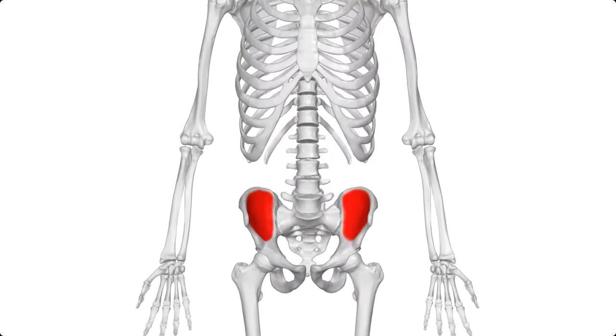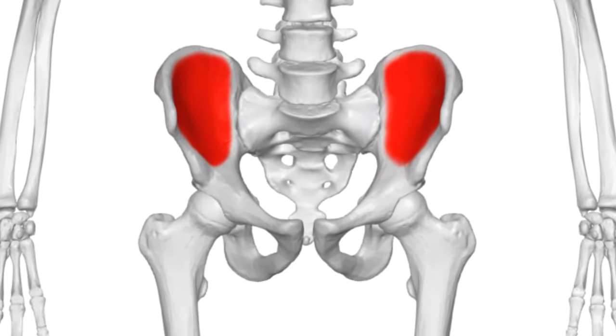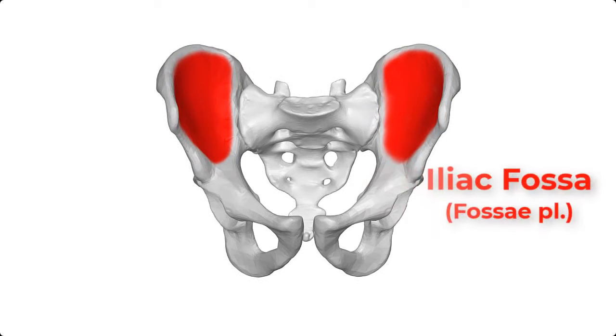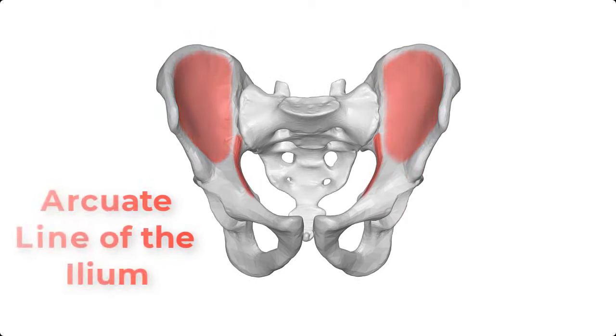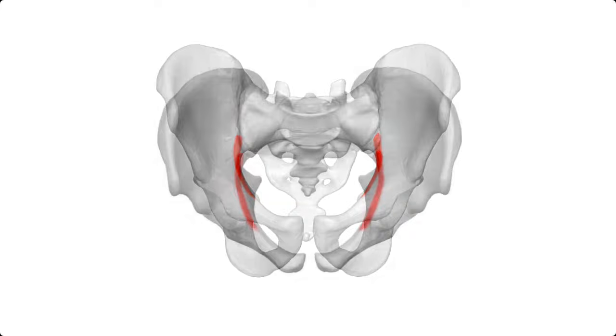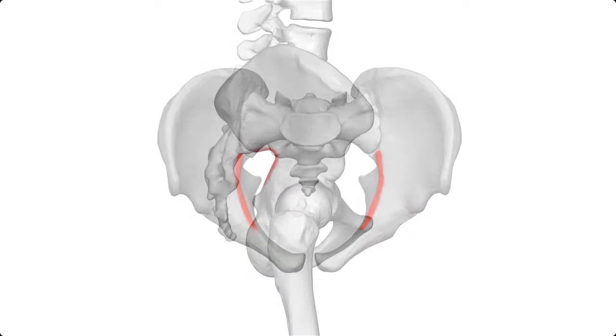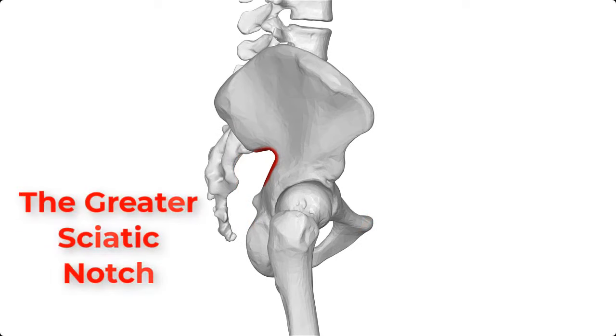The shallow depression located on the anteromedial or internal surface of the upper ilium is called the iliac fossa. The inferior margin of this space is formed by the arcuate line of the ilium. This is a ridge formed by the pronounced change in curvature between the upper and lower portions of the ilium. The large inverted U-shaped indentation located on the posterior margin of the lower ilium is called the greater sciatic notch.